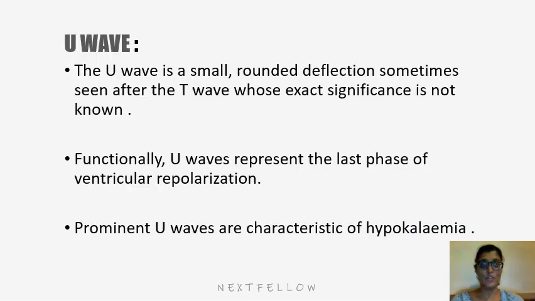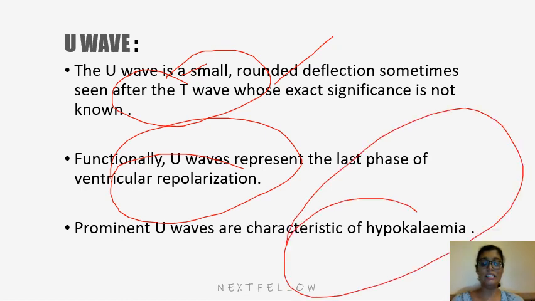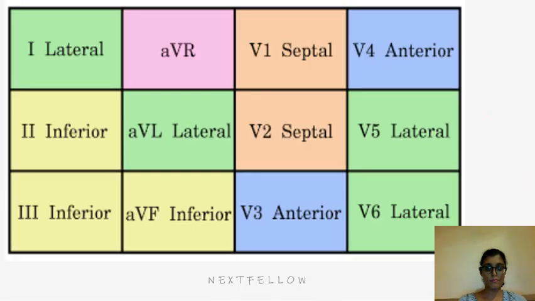The U wave is a small rounded deflection sometimes seen after the T wave whose exact significance is not known. Functionally, U wave represents the last phase of ventricular repolarization. Prominent U waves are characteristic of hypokalemia.